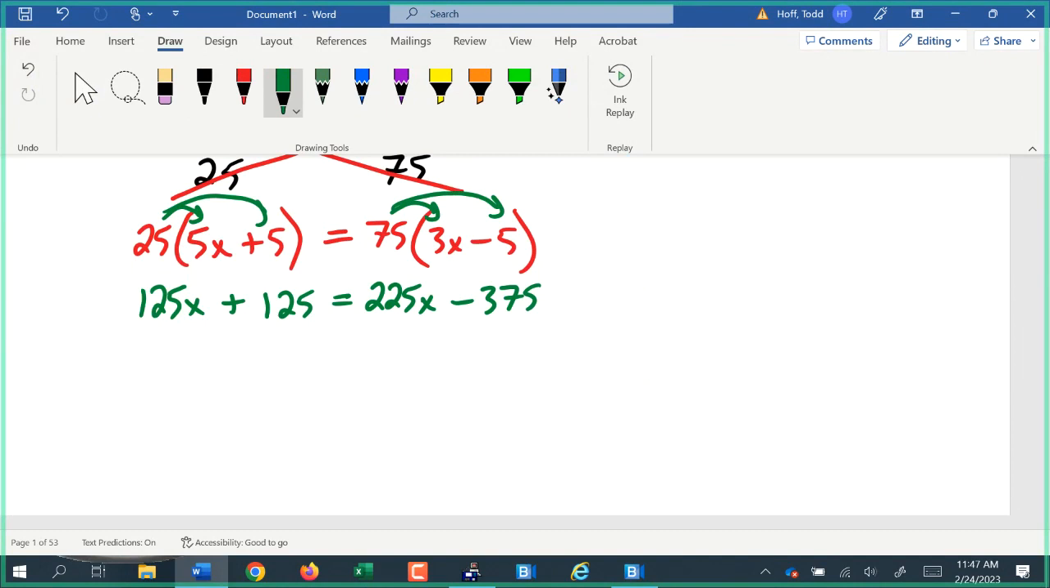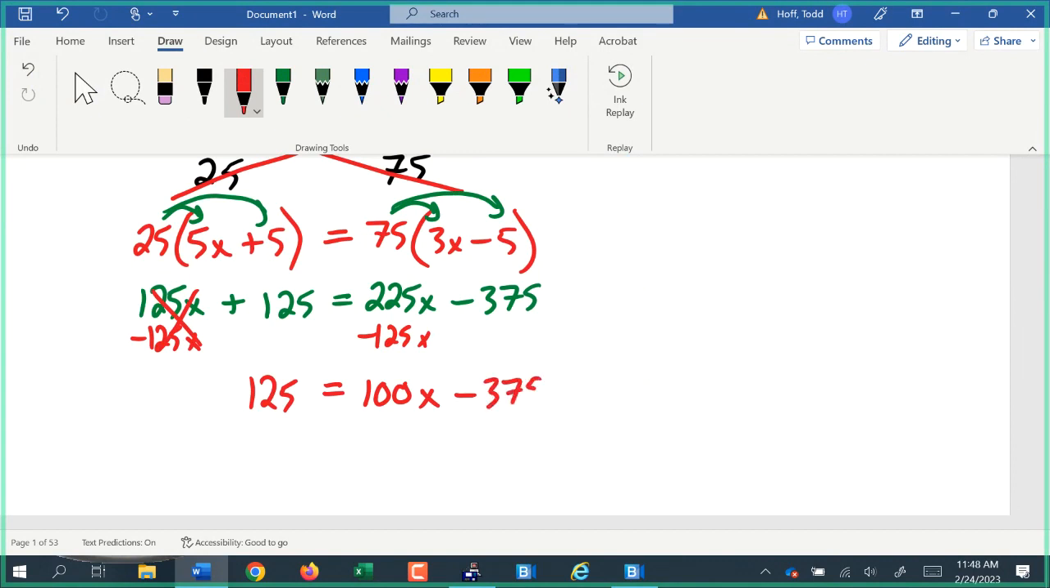Now, we have to go to step 2 of solving an equation, which is to make sure the variable is on just one side. It's on both sides right now. The smaller one is the 125x. So we'll subtract 125x from each side. So on the left side, that's gone, giving us just 125 here. On the right side, 225x minus 125x is 100x. Then we have the negative 375.